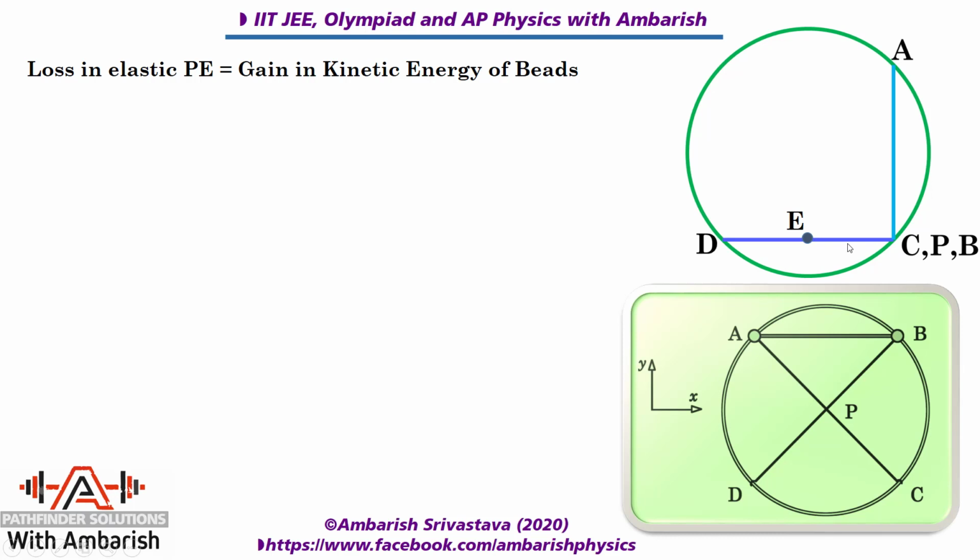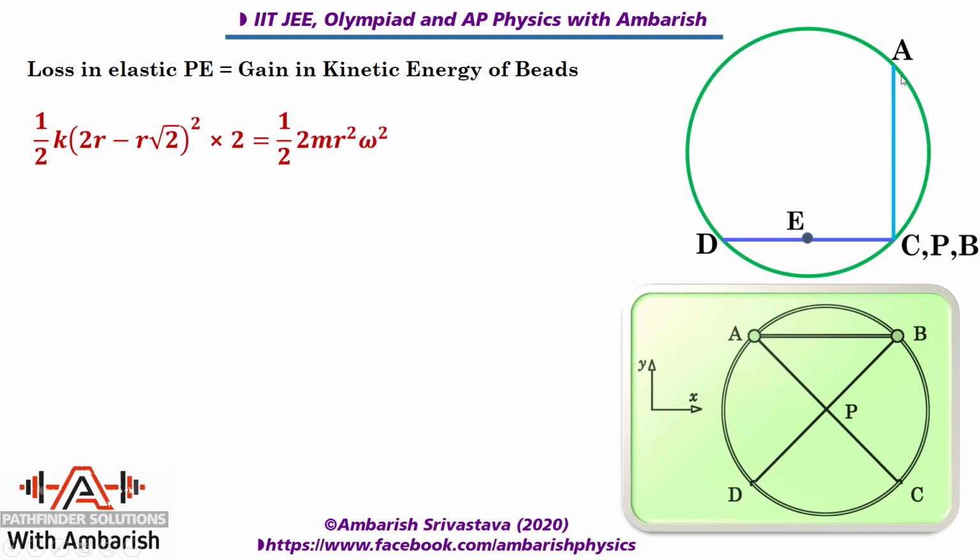So what is the loss in elastic potential energy? You know that energy is half kx square. The stretching that has reduced is 2r minus r root 2, since the natural length is r root 2 and the stretched length was 2r. So this is the loss in the stretching. So half kx square, into 2 because there are two such strings, is equal to half into moment of inertia into omega square.